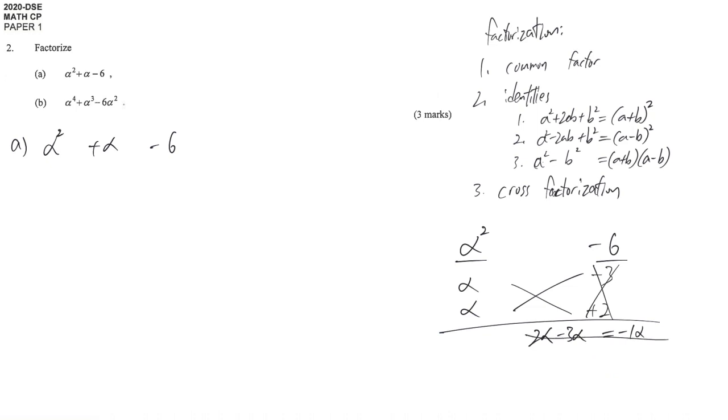We try a little change. That means we try +3 and -2, because we know the magnitudes are the same. So we have -2 alpha plus 3 alpha, which equals +1 alpha. Therefore we know the factors are alpha plus 3 and alpha -2.